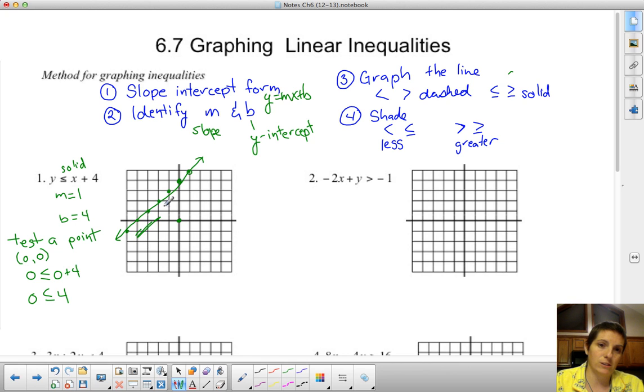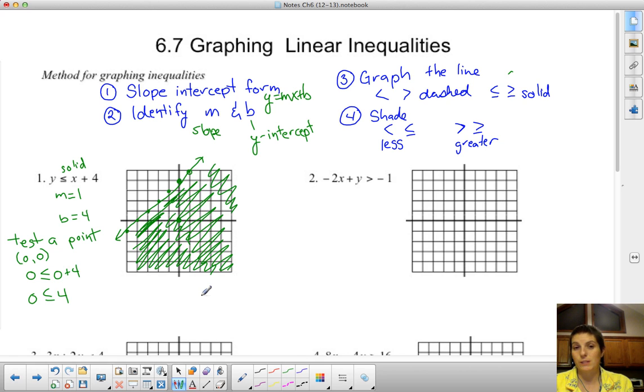So using your pencil, simply shade in lightly this half of the graph. If 0, 0 hadn't worked, then instead of shading the side that has 0, 0, we would say that 0, 0 doesn't work, so we'll try a different one. Remember, you want to try a point that's obviously in the region and one that is not necessarily on the line.